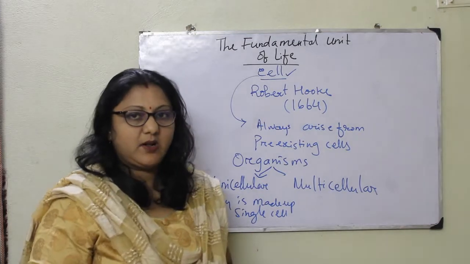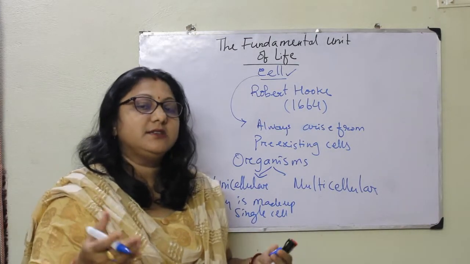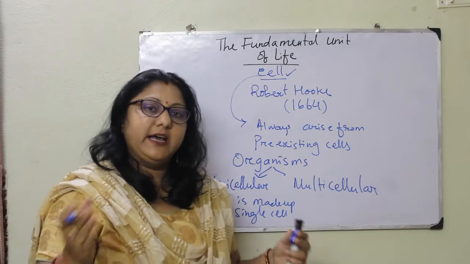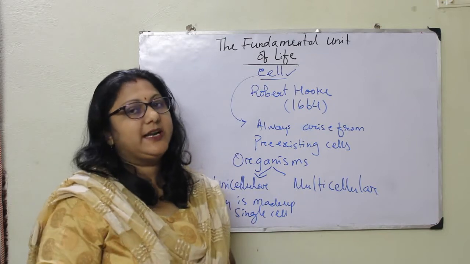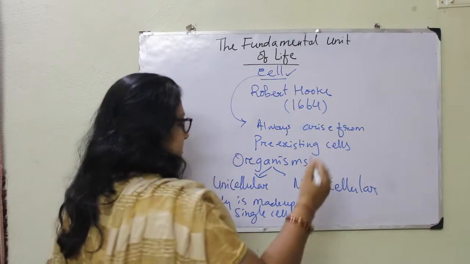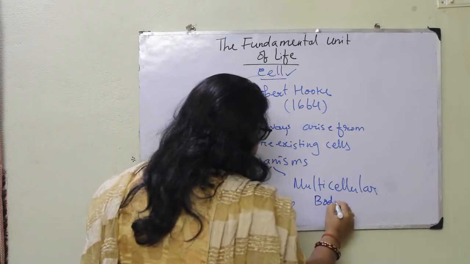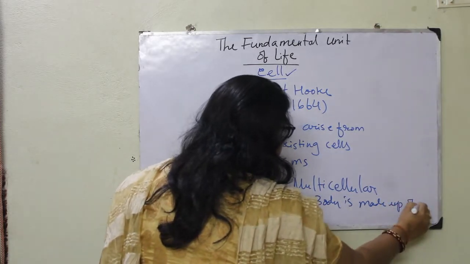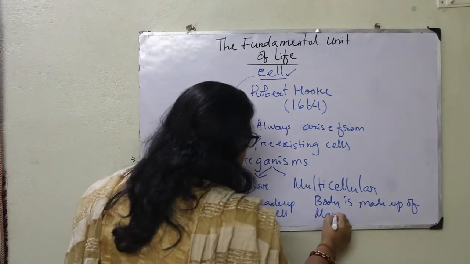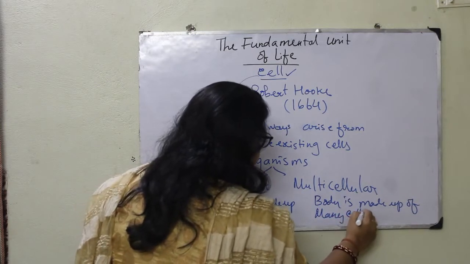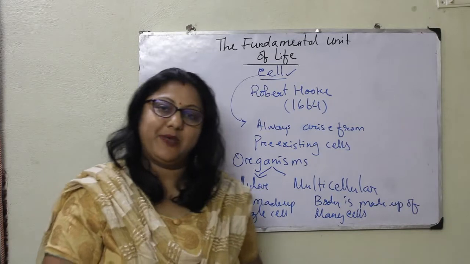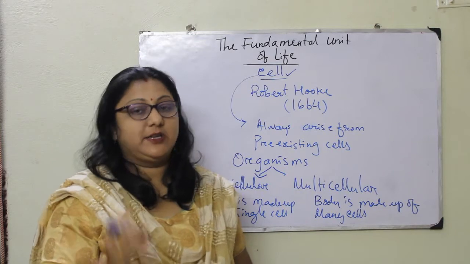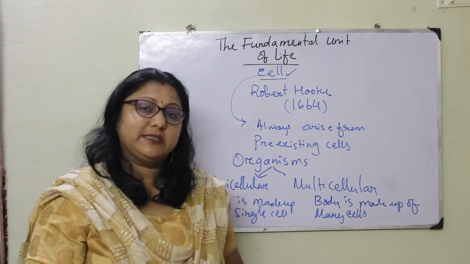Now what is a multicellular organism? If many such single cells combine, join and form different parts of the body and make one single organism, they are called as multicellular organism. So here the body is made up of many cells. Okay, body is made up of many cells. Clear?